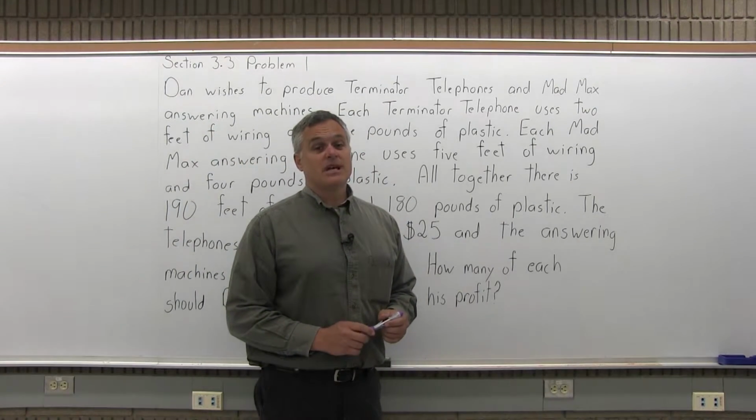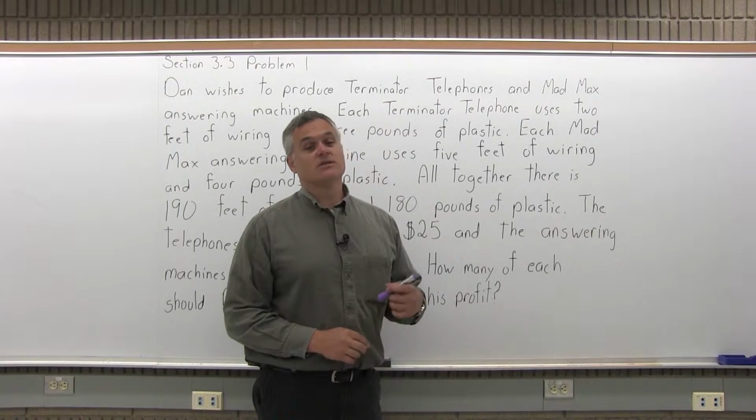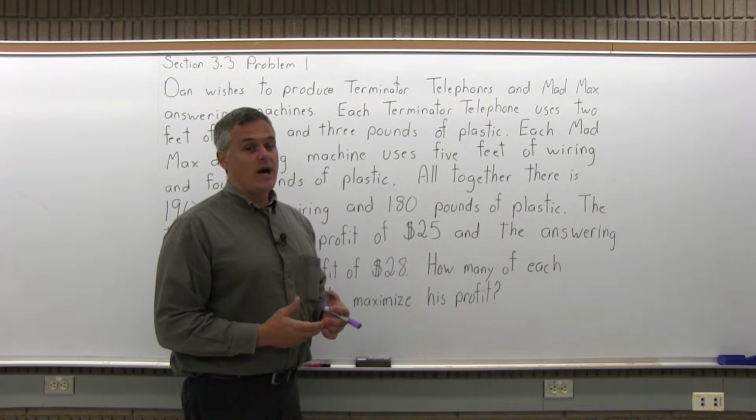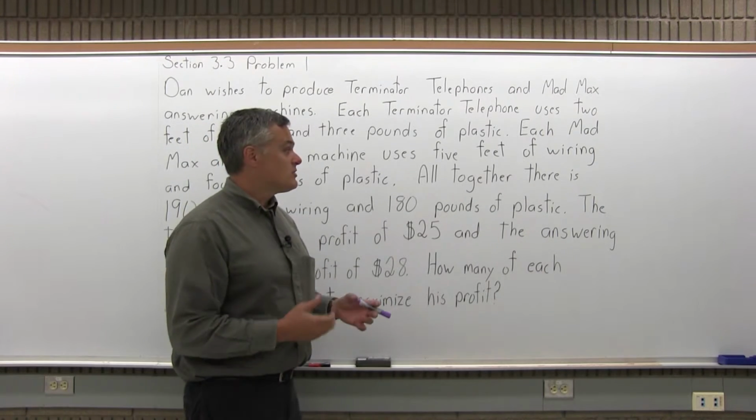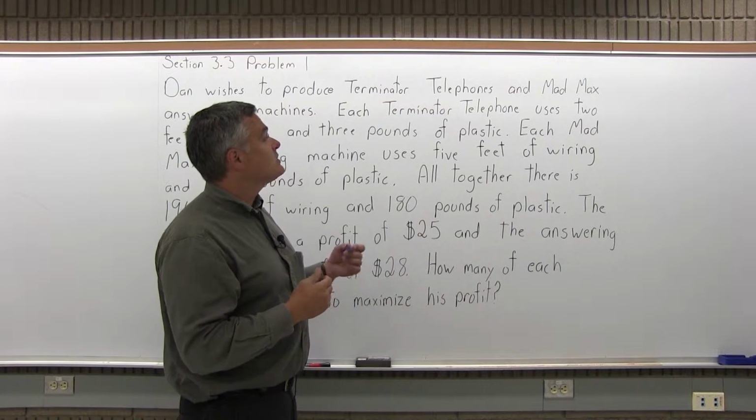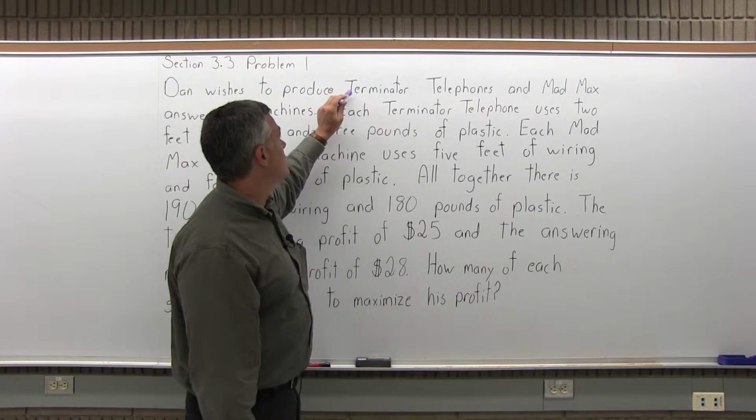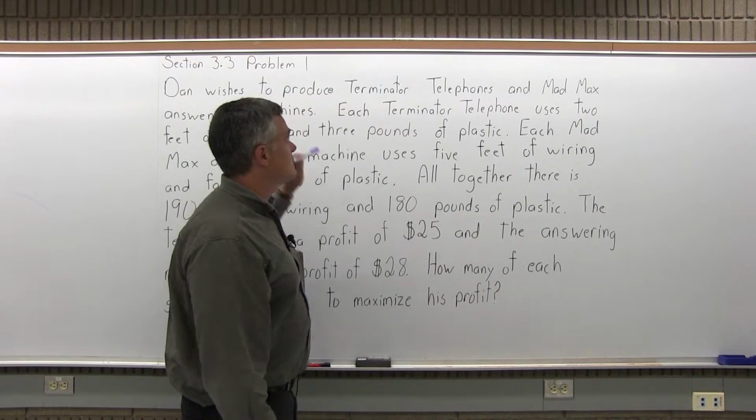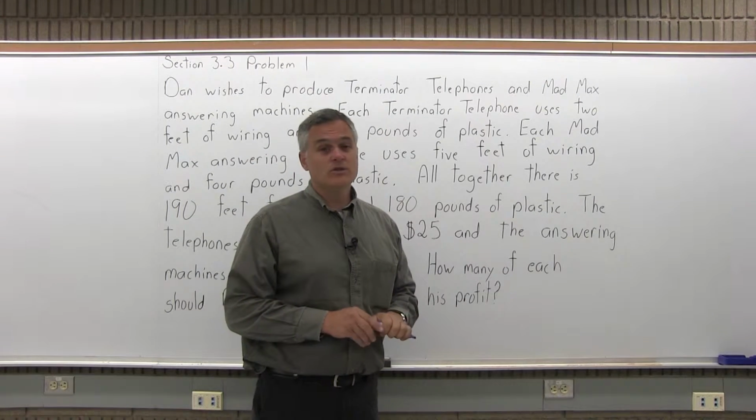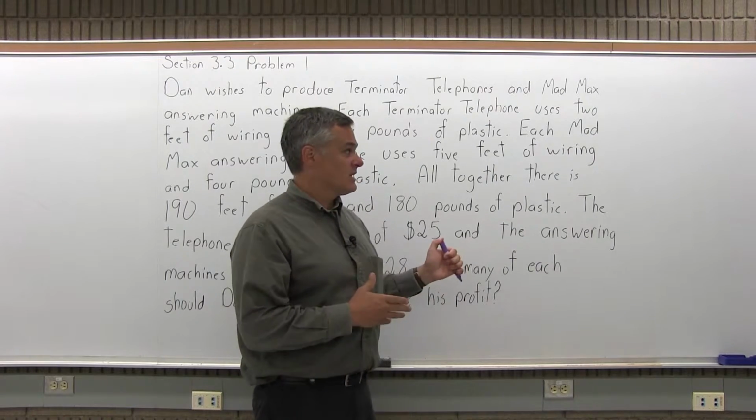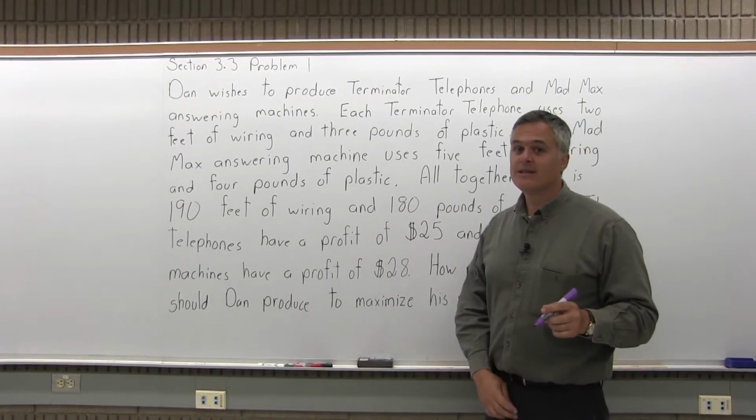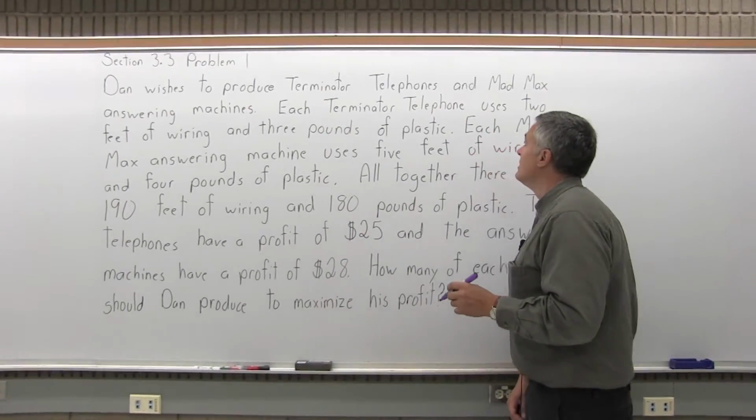So, just to set up the problem, we have 4 steps, and then to solve the problem, there are 4 more steps. So to set it up, first, find your variables. The variables are always easy to find. It's the 2 things that are being made. So in this case, what are we making? We're making Terminator telephones and Mad Max answering machines. You can let one of them be X and one of them be Y. And you can use other variables. I always go to X and Y because when I get to the graph, it's more natural for me. Whichever one gets mentioned first, I typically turn into an X.